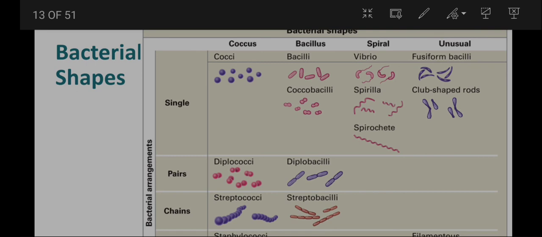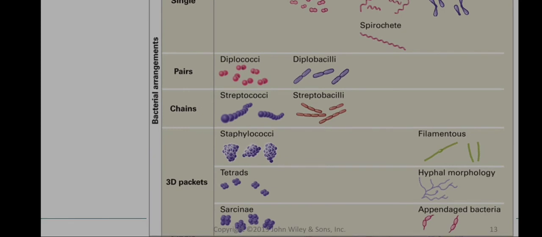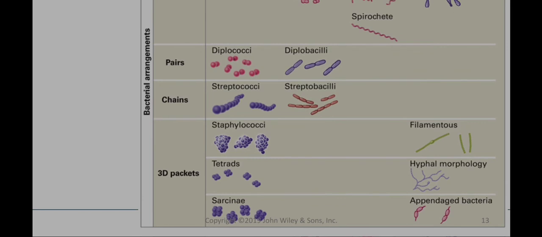The spirochetes are actually more straight, but if you look at them, they have tight waves. And then you have the unusual ones, the fusiforms and the club-shaped rods. When we look at them in pairs, we have the diplococci and diplobacilli, and then the streptococci and the streptobacilli. For the three-dimensional packets, you have the staphylococci that look like a bunch of grapes. You have the tetrads and the sarcinae.